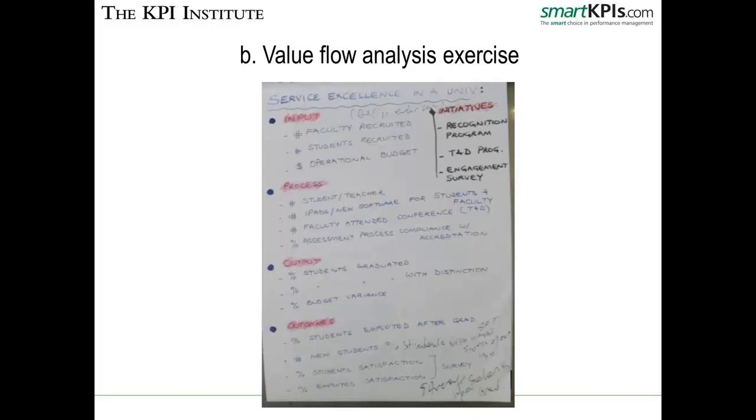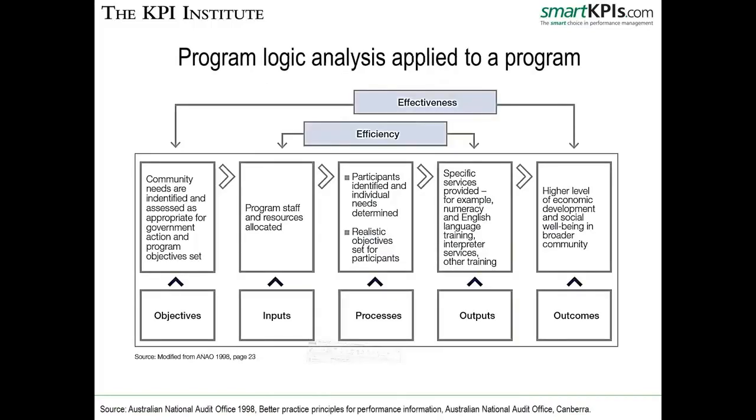of the objective. So this is what I call a value flow analysis exercise, or value stream analysis. In understanding how to cluster KPIs under input, process, output, and outcomes, it's useful to take a look at the big picture. And here we have an example from what is called the program logic analysis. It's a variant of the value flow analysis used in the public service for monitoring the achievement of objectives.